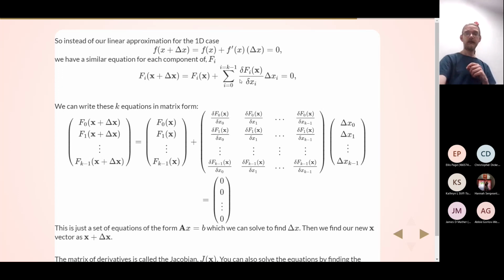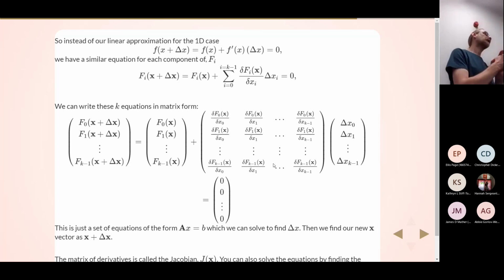So this is just a matrix form of that vector equation. And what you're going to want to do is to set each component of the f vector equal to 0. So this thing here should be equal to the null vector. And this is just a set of equations Ax = b.